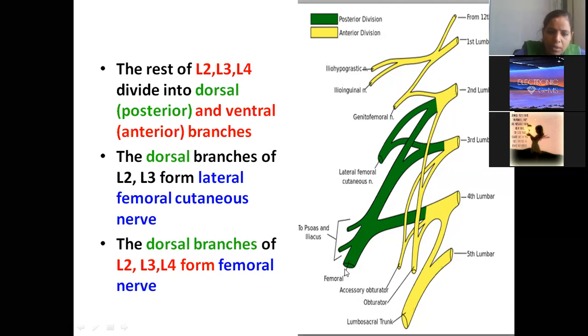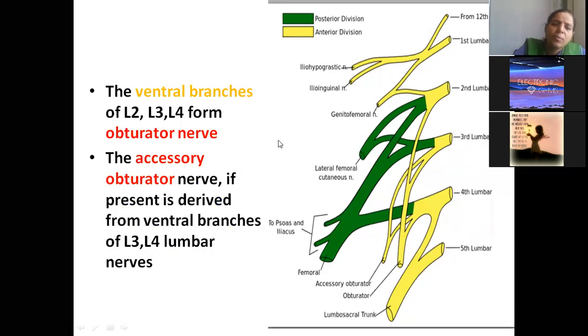To continue again, the dorsal branches of L2, L3 and also L4, three of them are joining to form which nerve? Femoral nerve. Very good, Ritika. Once we are done with dorsal branches, now let us see the ventral branches. Now see here, L2, L3 and L4. These ventral branches or anterior branches are joining to form which nerve, Ritika? Obturator nerve. Very good.